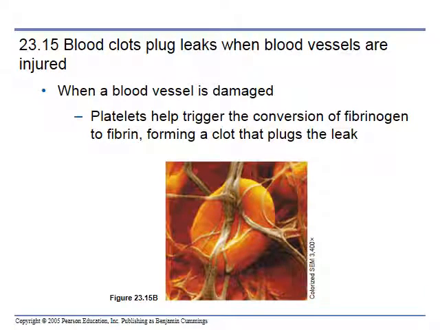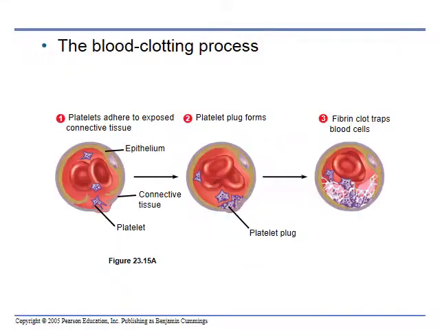So, okay, blood clots plug leaks where blood vessels are injured. So not only do you have the platelets that are cells in there, but you also have this fibrinogen, which will turn into fibrin. It'll actually grab more platelets and hold them at the place where the blood vessel is damaged and form a clot. So the protein will kind of hold on to these platelets, forming like a little mesh almost.